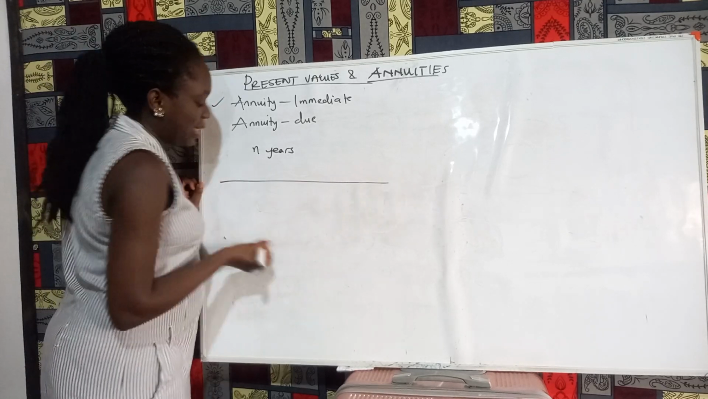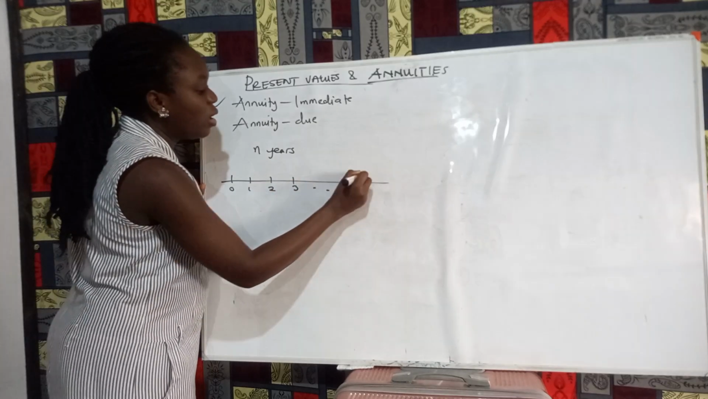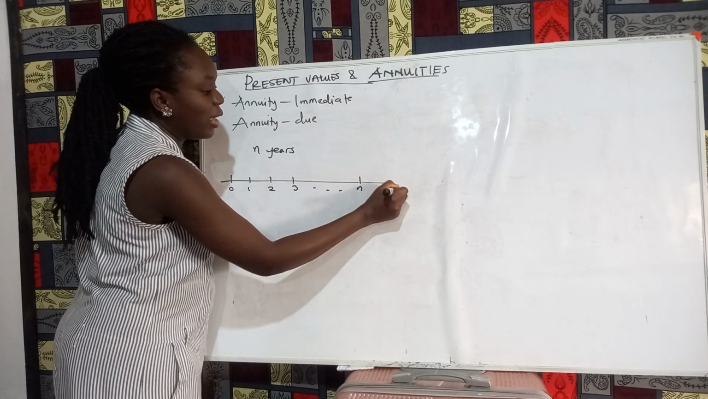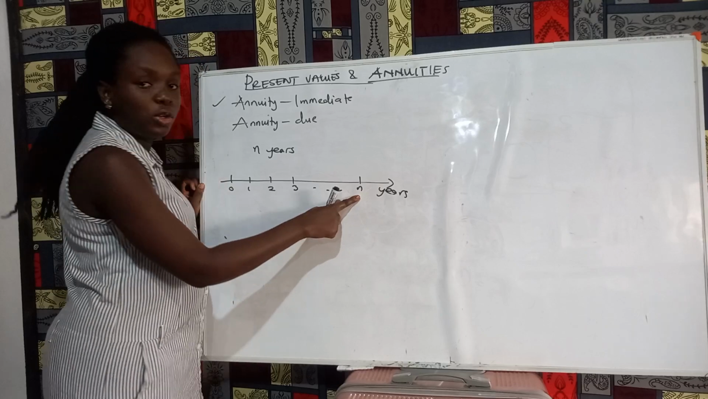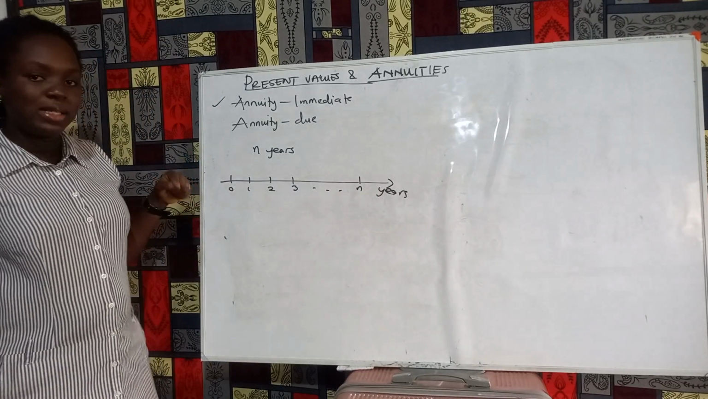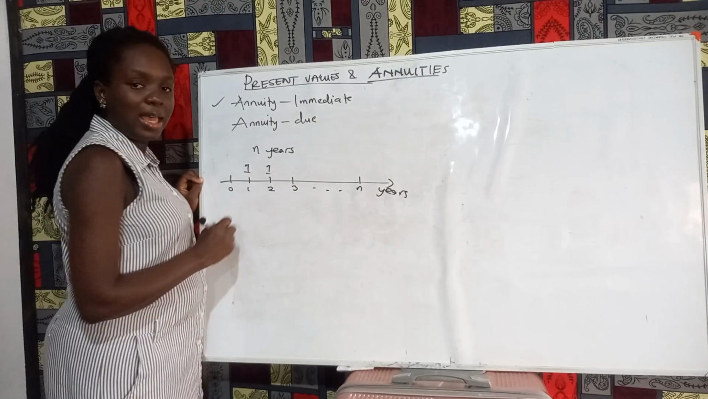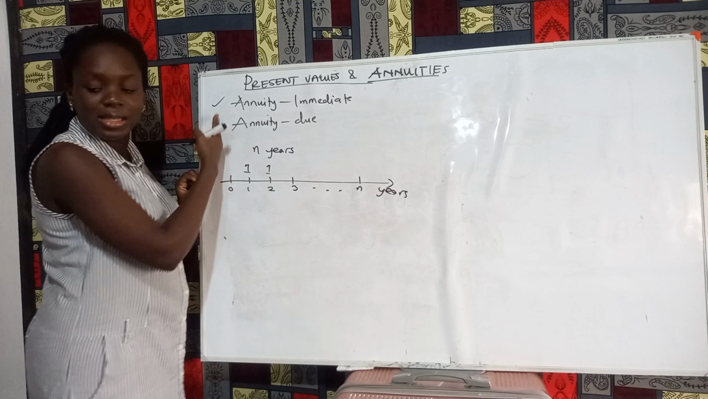So let's consider this timeline where we have 0, 1, 2, 3, and then n years. This is hypothetical. We don't have a particular number of years for it. So once payment is made at the end of the year, we call it an annuity immediate.